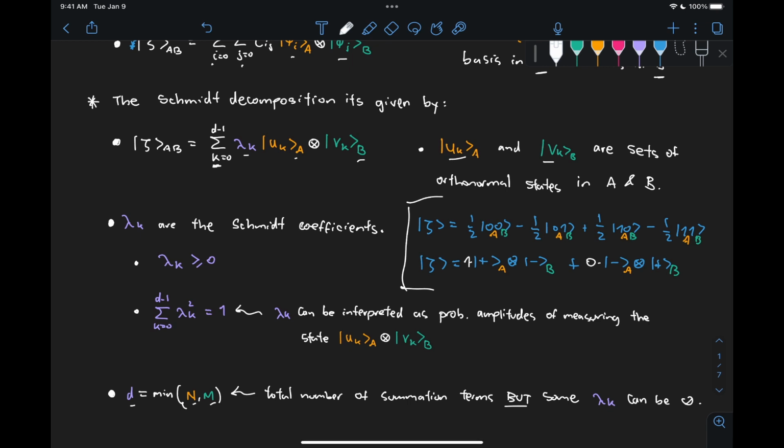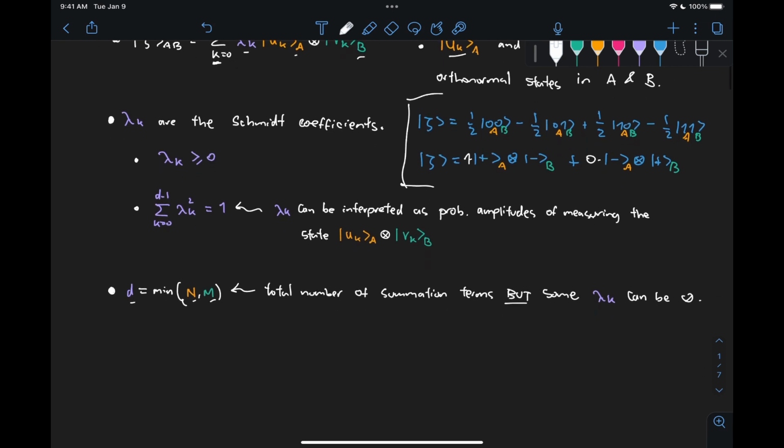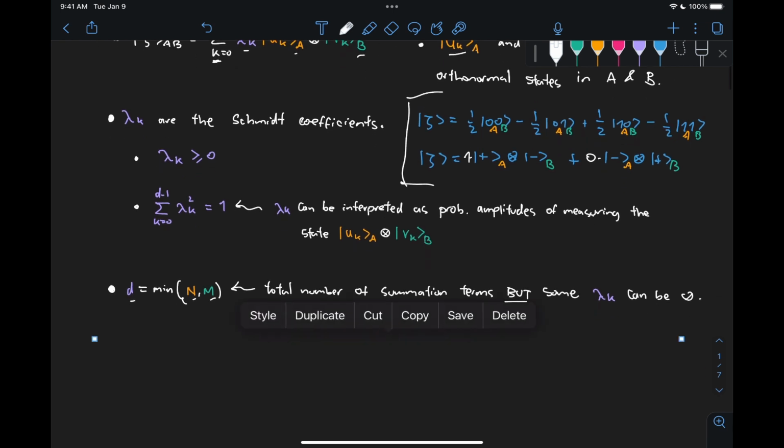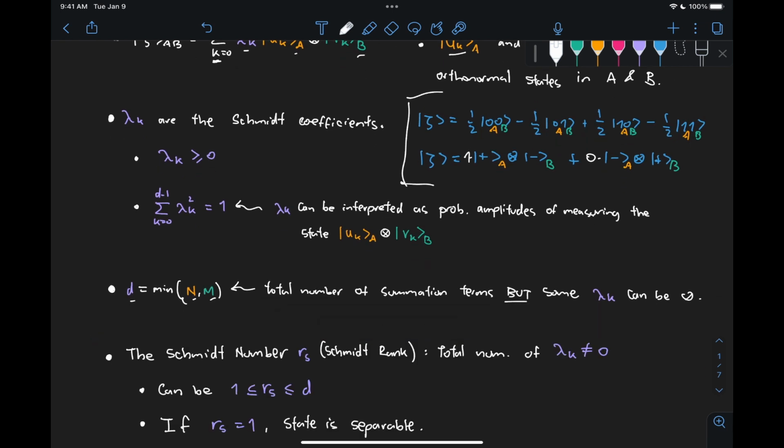And that brings us to the next important concept when we're talking about the Schmidt decomposition, which is the Schmidt number, also sometimes known as the Schmidt rank.